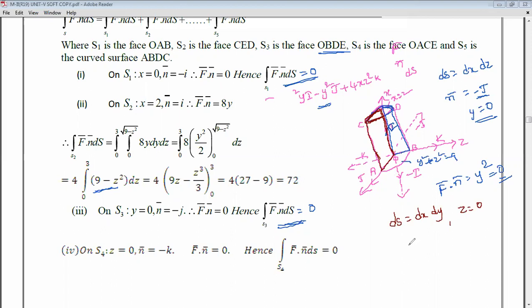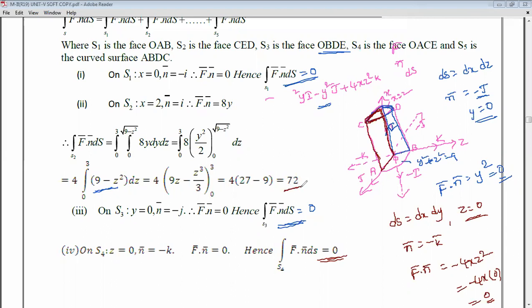And next, what about n bar? The outward unit normal vector is minus k, and f bar dot n bar. If you apply the dot product, f bar is nothing but this, and the k coefficient is minus 4xz square. But here we know that z is equal to 0, so minus 4x into 0, so simply we get it as 0. So the surface S4 is also 0. So first one 0, third one 0, and fourth one 0, only the second one is 72.